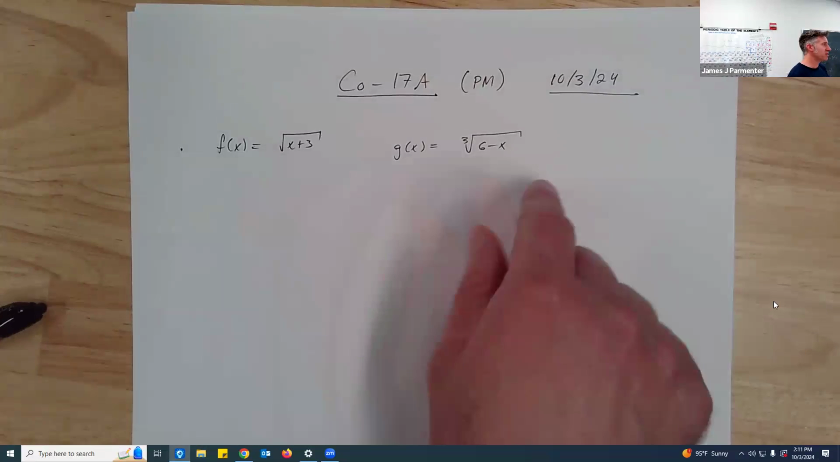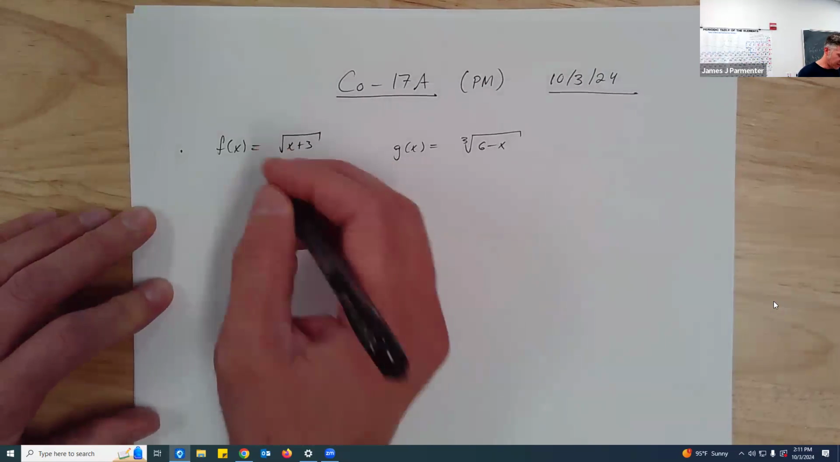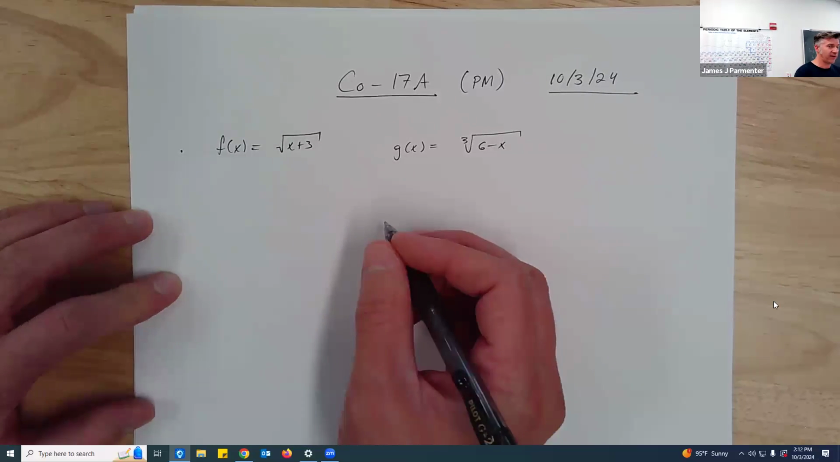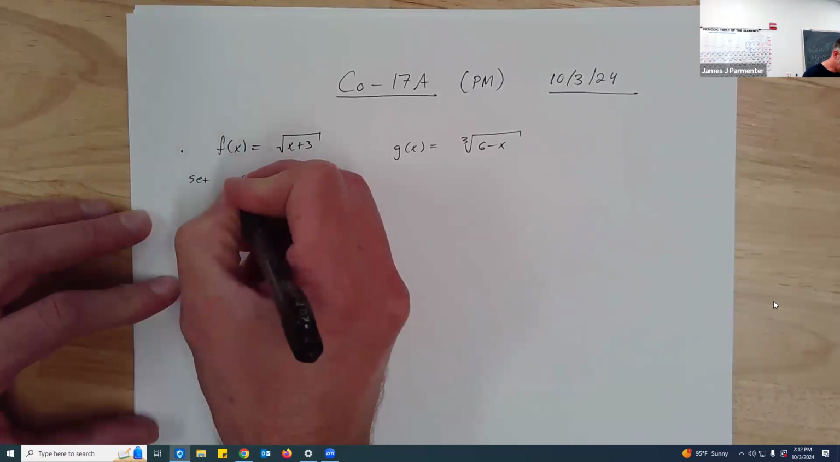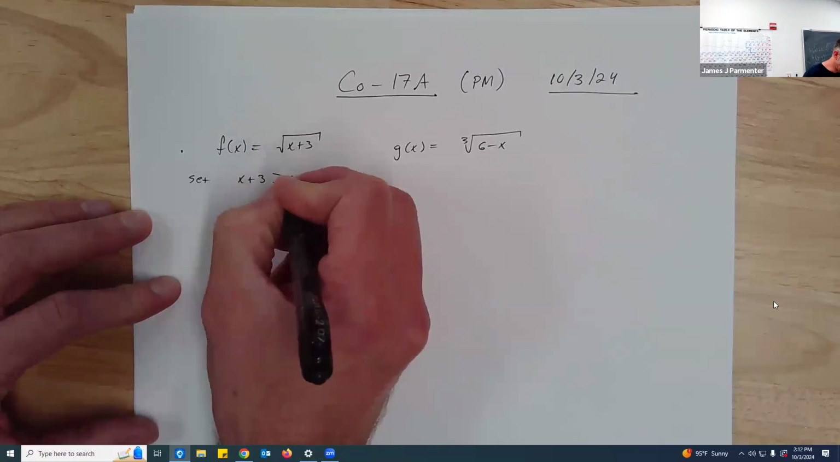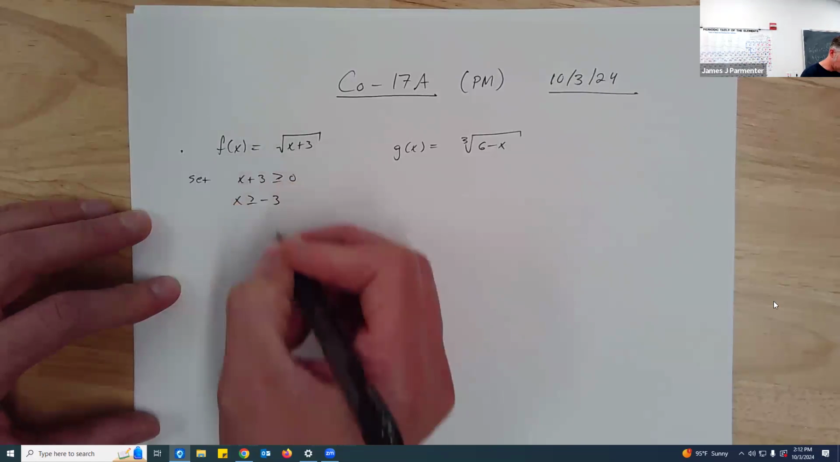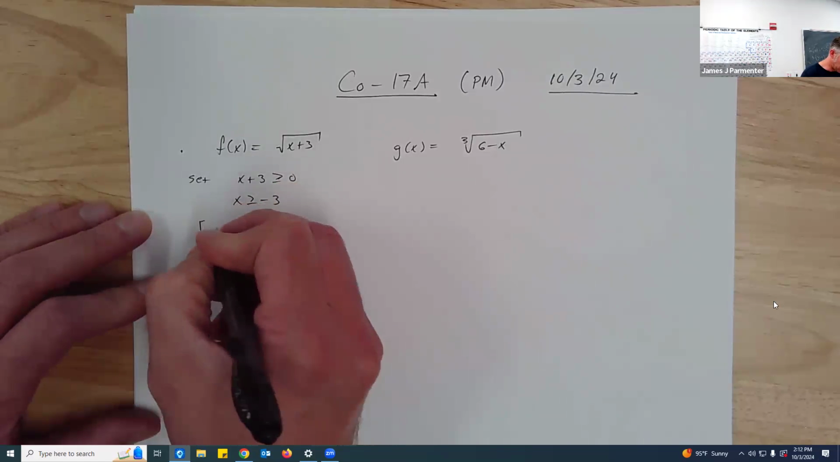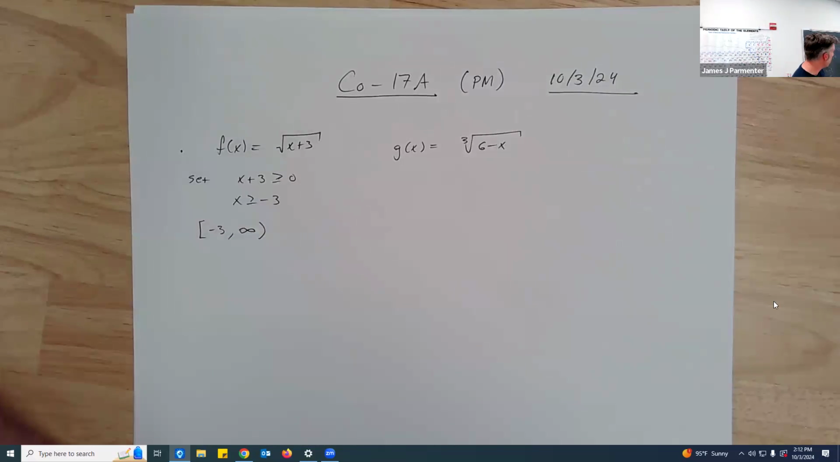Let's find the domain of each of these functions on their own first. So for this function, f of x equal to the square root of x plus 3, an even root, the insides have to be non-negative. So we're going to start by setting x plus 3 greater than or equal to 0. And then we get x bigger than or equal to negative 3. So if you want to write the domain using interval notation, it would be everything from negative 3 inclusive to infinity.